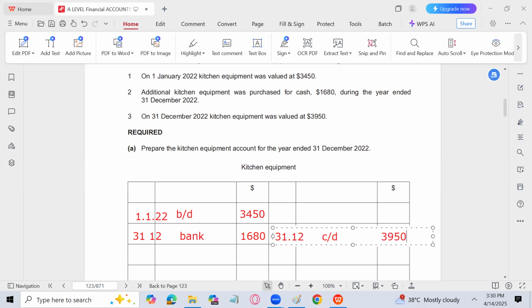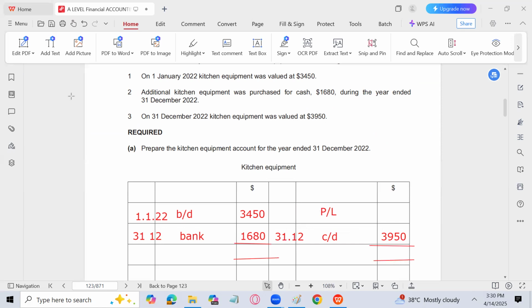And the difference is going to be the depreciation. That will be written on the same date with the name profit and loss account, or statement of profit and loss, or income statement. So what is the amount? 3450 plus 1680. What is the total?